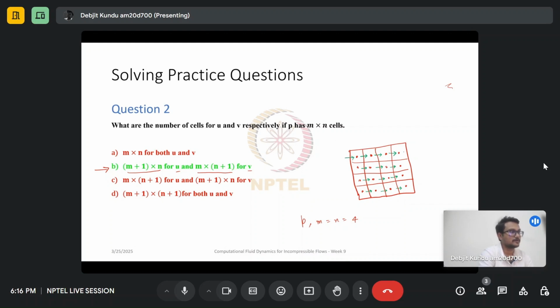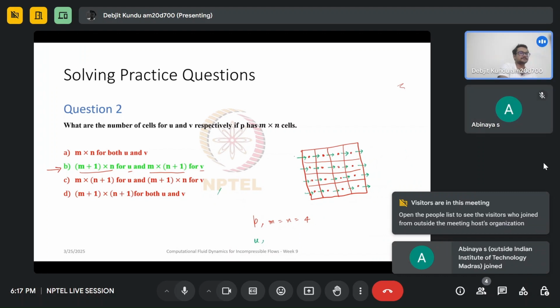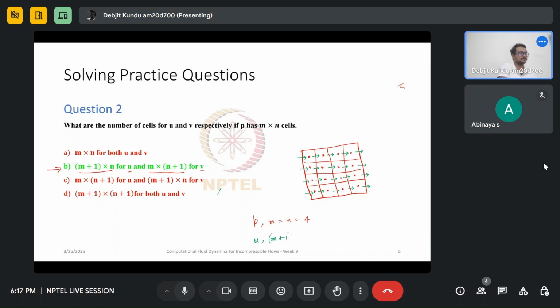And in these boundaries, the vertical faces will also have values of u stored in them, and they will be determined by the boundary conditions. So for u, if you take a count now, on the right hand side there is 1, 2, 3, 4, and 5. So m plus 1 in the x direction, and in the y direction it's the same as the number of points for pressure, so N.